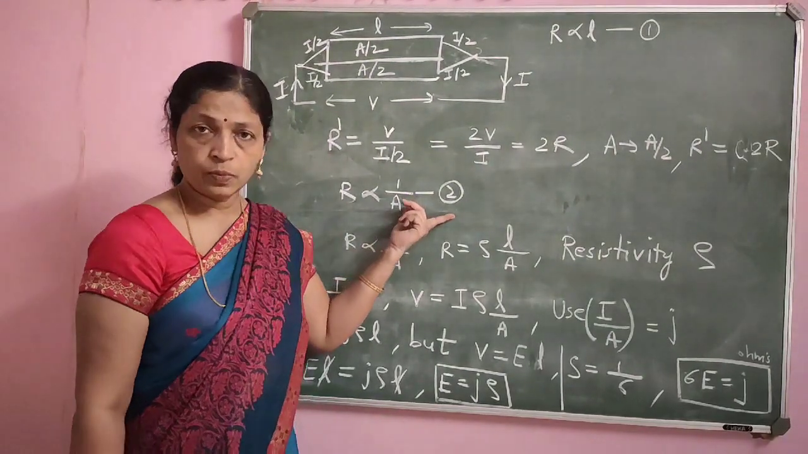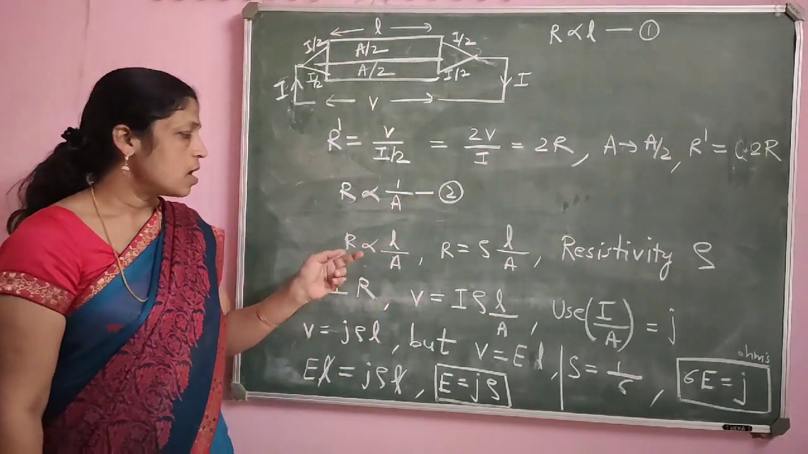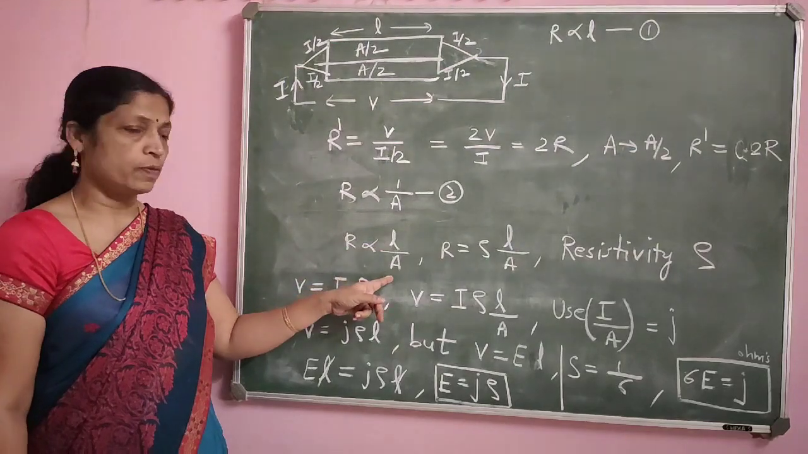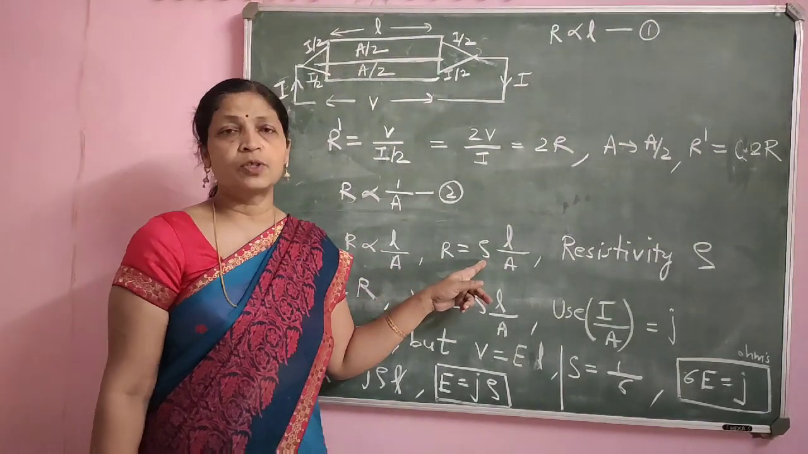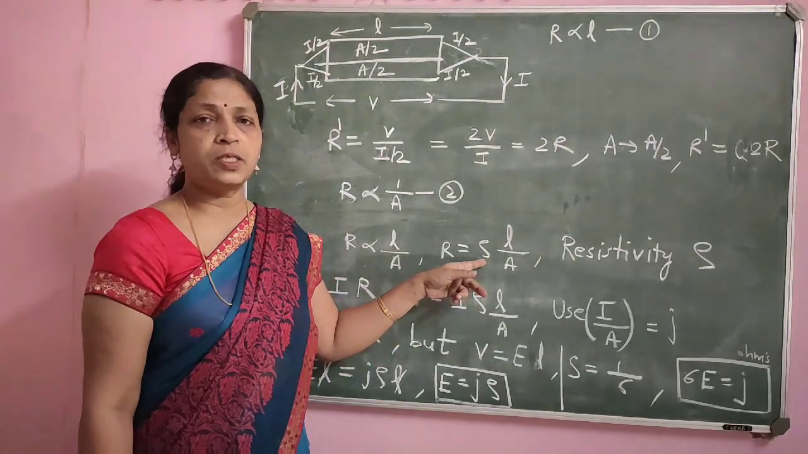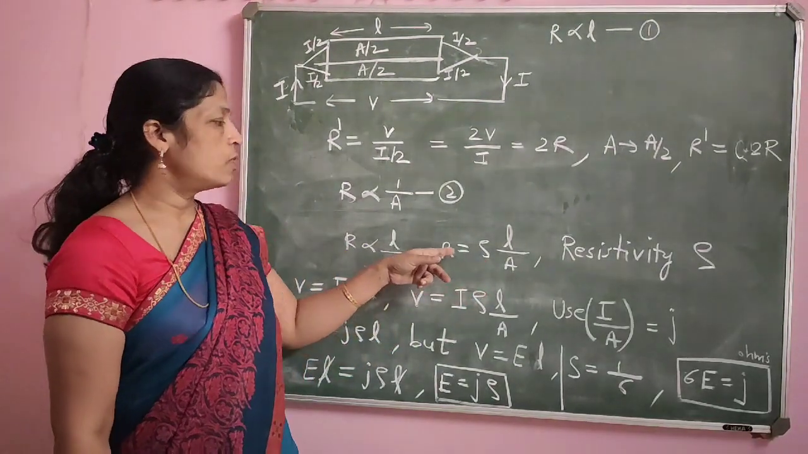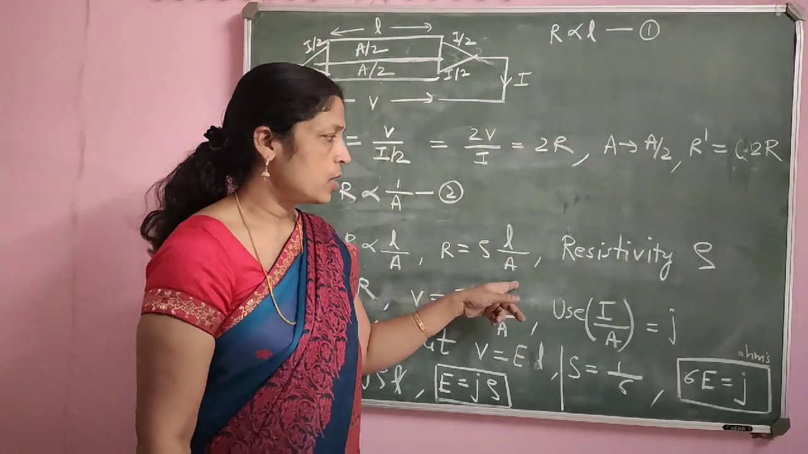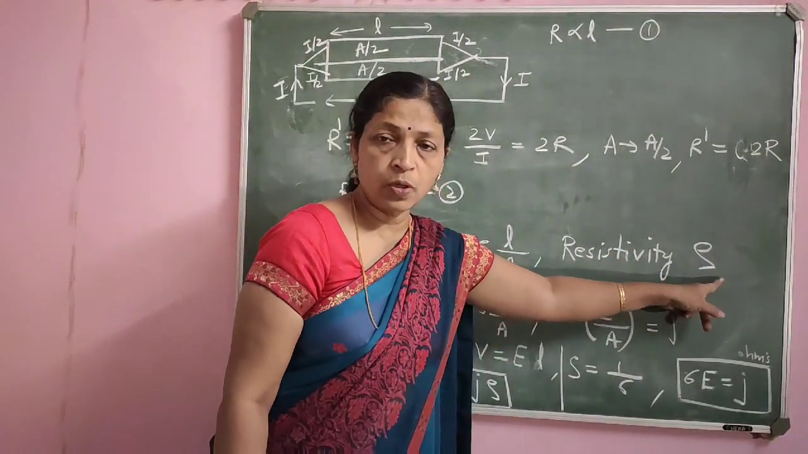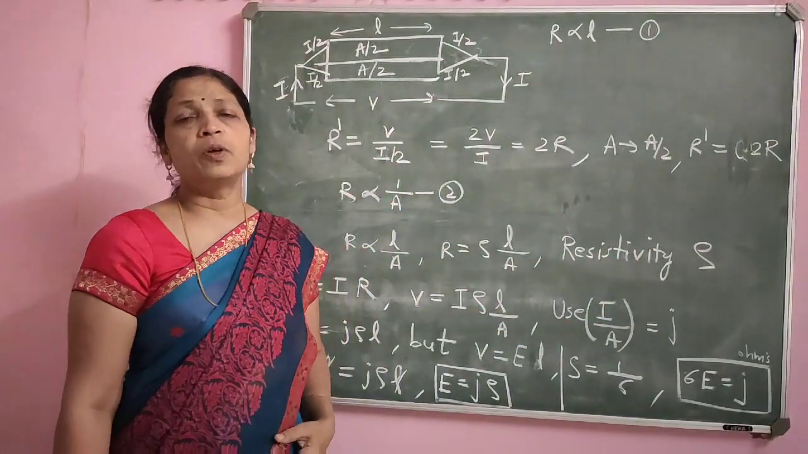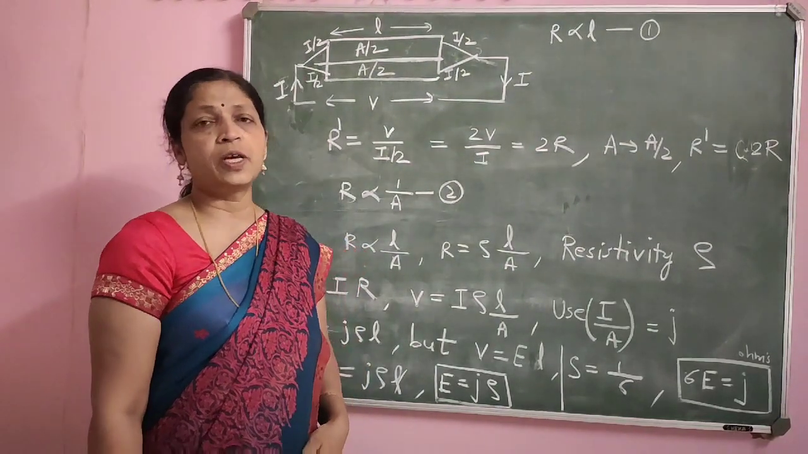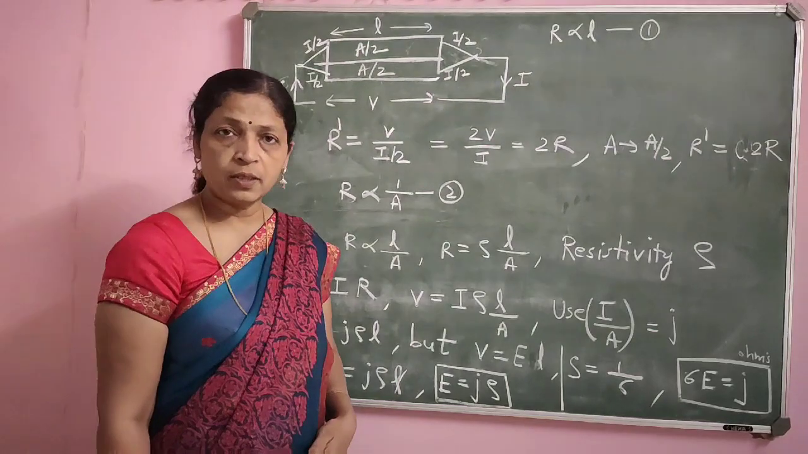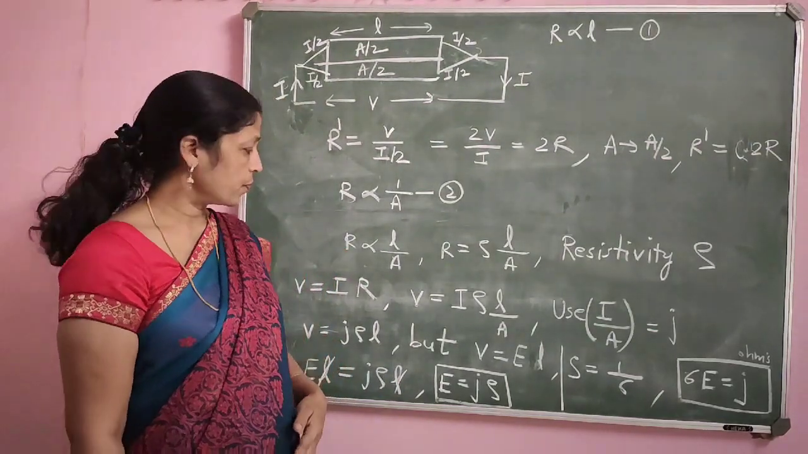Combining 1 and 2, we can write R proportional to L upon A. The proportionality sign we are removing by a constant which is known as resistivity. R equal to rho L upon A. Resistivity rho only depends on the material of the conductor, but it does not depend on its dimensions, that is length and area of cross section.